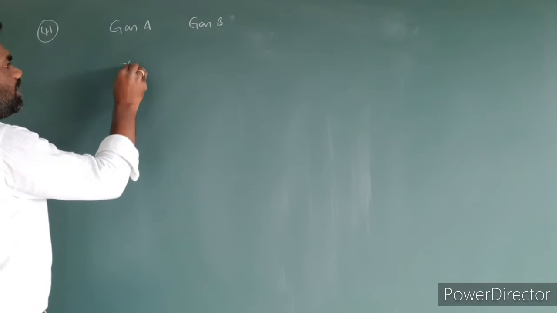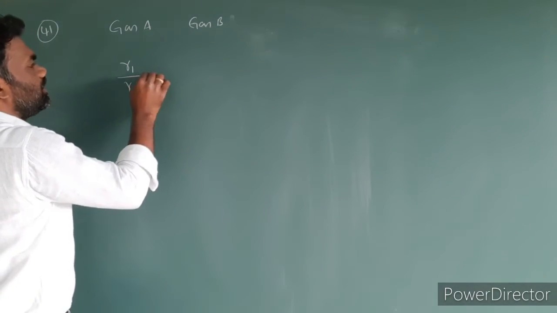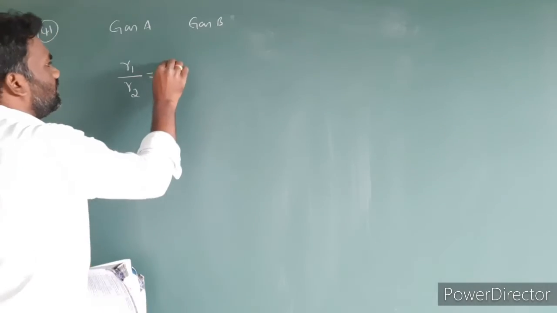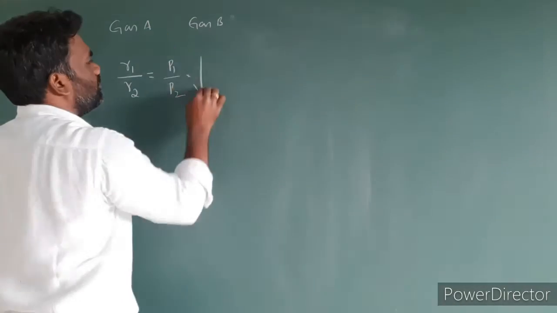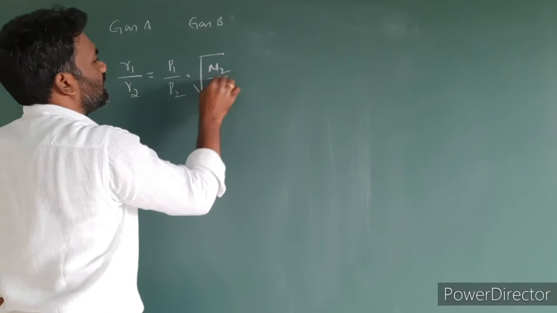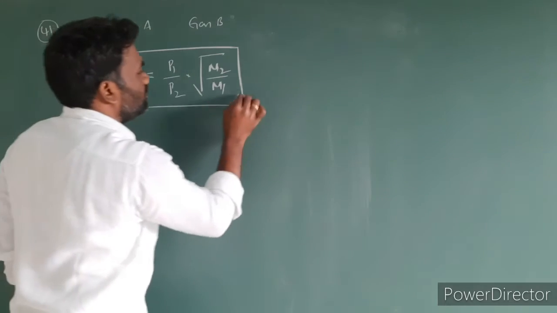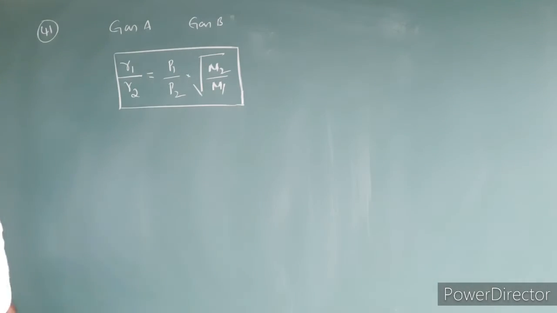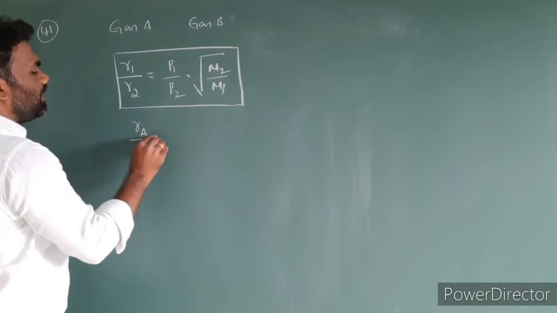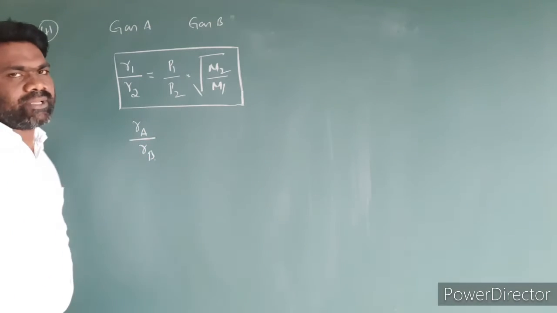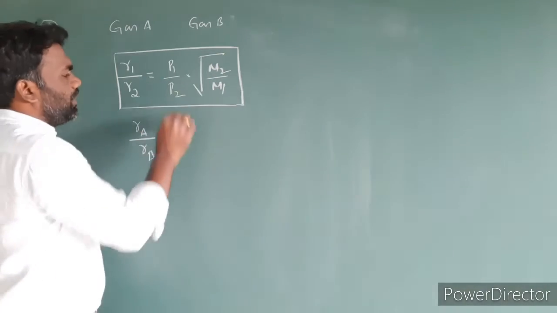The formula we have when two different gases are given, and pressure is given, is R1 by R2 is equal to P1 by P2 into the square root of the molar mass of the second gas by the molar mass of the first gas. So this is the formula we have to use. Here in the place of R1 we take RA, and for the second gas, B gas, RB. So RA by RB is equal to P1 by P2.